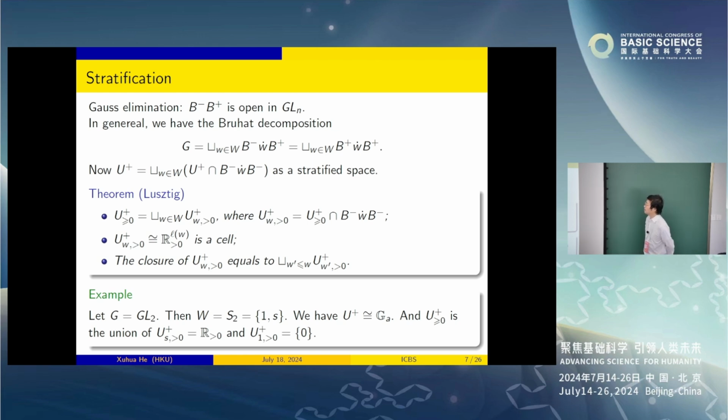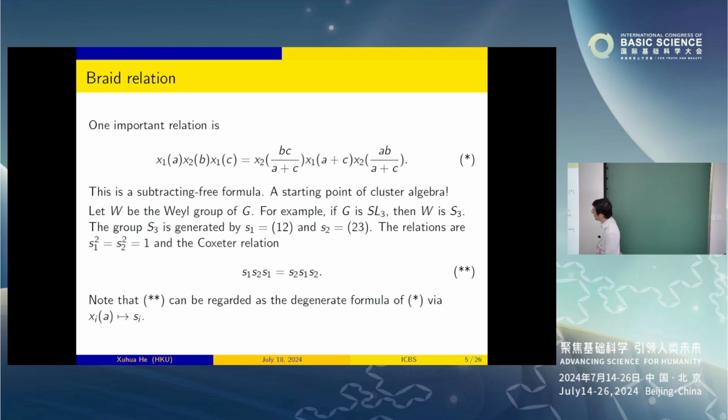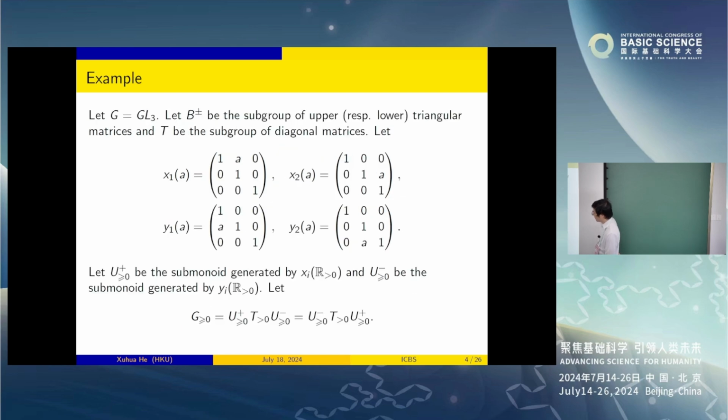Okay, so once we have this expression, so once we have G totally non-negative as a set, we want to understand more explicitly how this looks geometrically and topologically. For example, we want to know if they have nice geometrical topological structures.